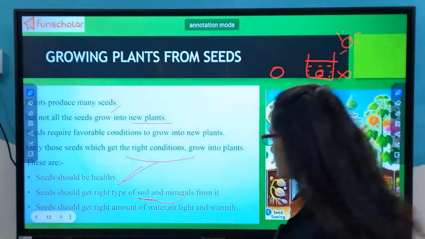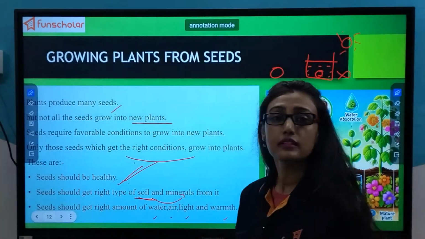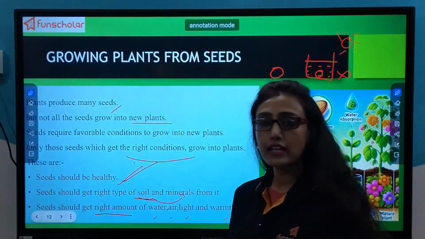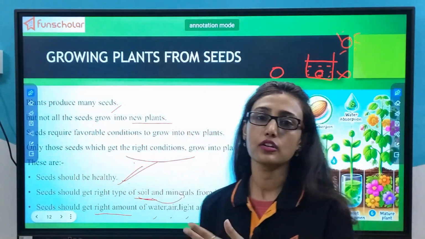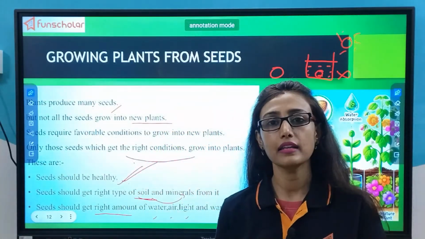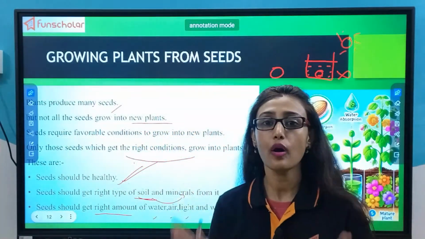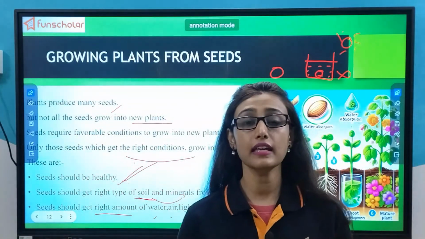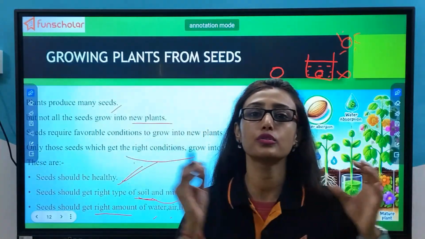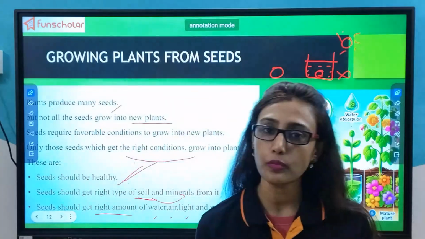Third, they need what? Water, air, light and warmth. But that should be in the right proportion. ये नहीं कि सिर्फ पानी दे दिया, वाटर और सनलाइट दिया ही नहीं, ये नहीं कि सिर्फ सनलाइट में रख दिया, पानी और सॉइल दिया ही नहीं, तो यह नहीं चलेगा. You have to provide everything in the right amount. Okay, not too much, not too little. Then only a seed will grow into a new plant.